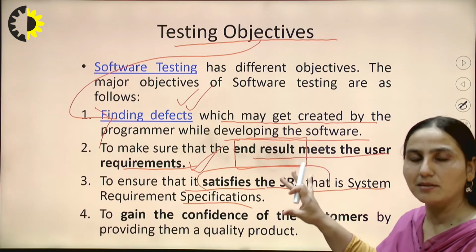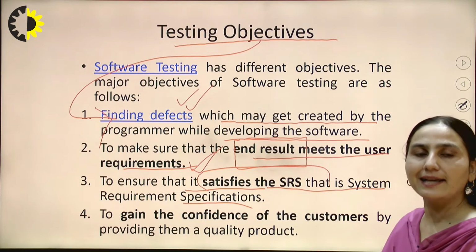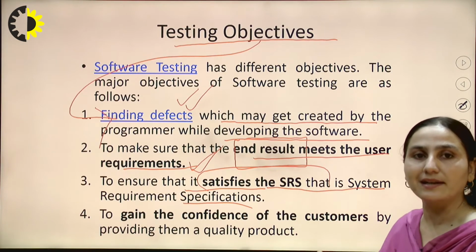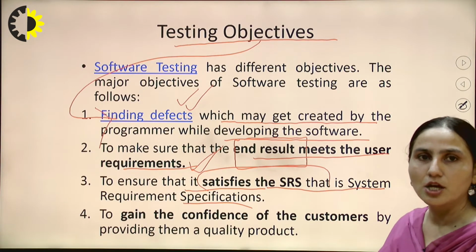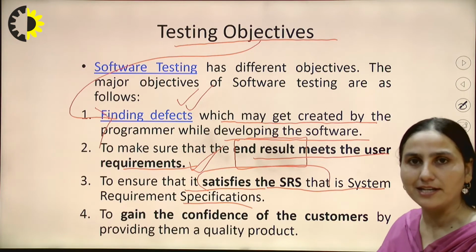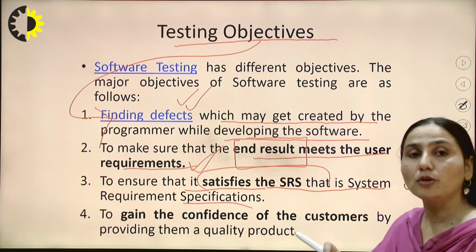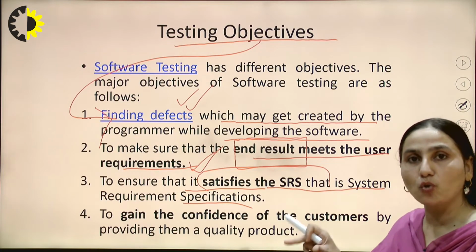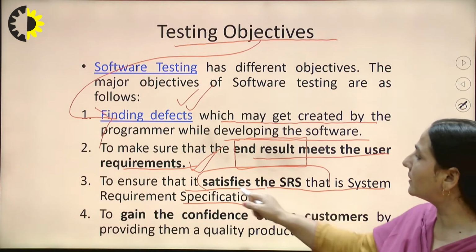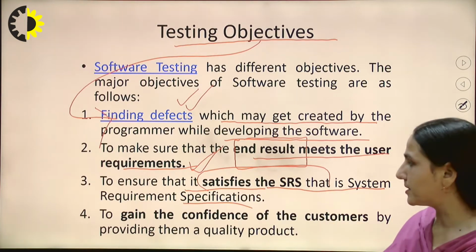So again, this is the most important activity. It's not like in the SRS we are mentioning something and at the end we are getting something else. Whatever requirements we have initially, properly mentioned in your SRS, with the objective of that testing, we should be able to achieve a software which works properly with all the requirements mentioned in your SRS.